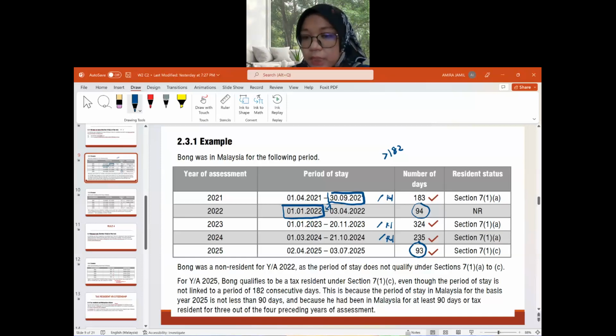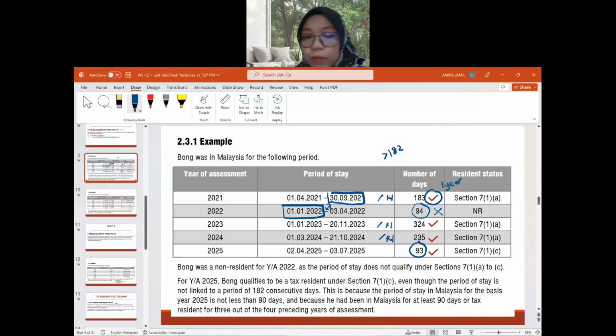There is also no explanation of why the absence, and the absence is obviously for October, November, December, for 3 months, so more than 90 days. So we cannot apply rule number 2 here. But can we apply rule number 3 here? Cannot too, because for rule number 3, he must be a tax resident or be in Malaysia for more than 90 days for 3 years preceding. But this one is for only 1 year. So for YA 2022, he is a non-resident.